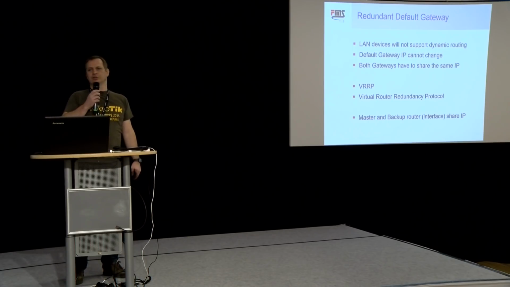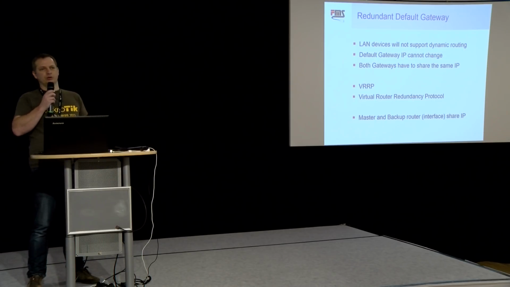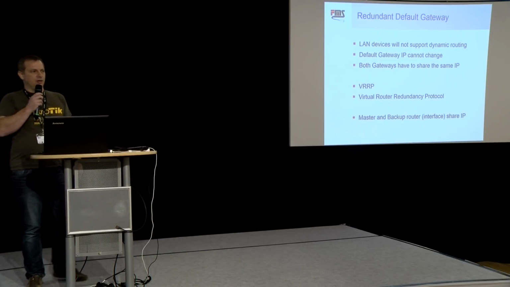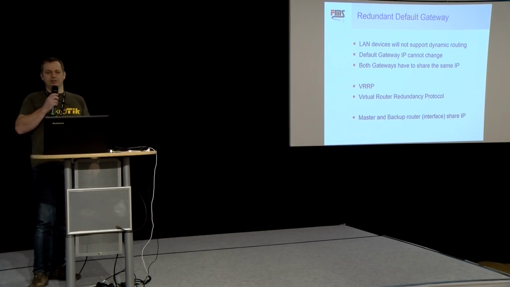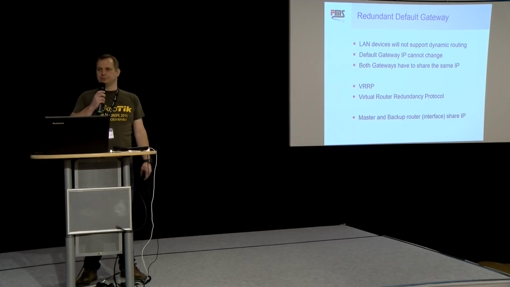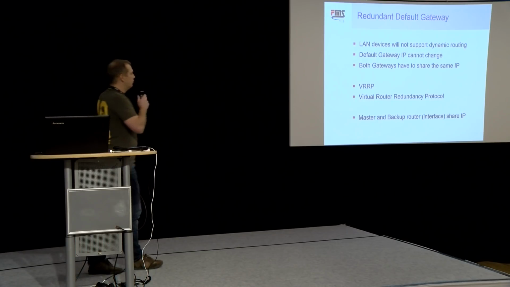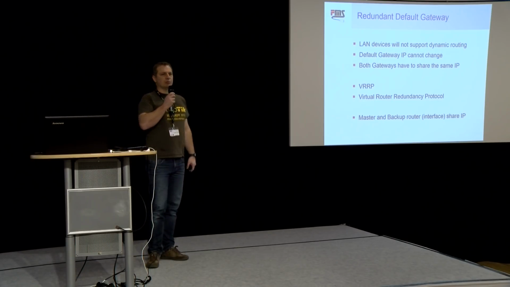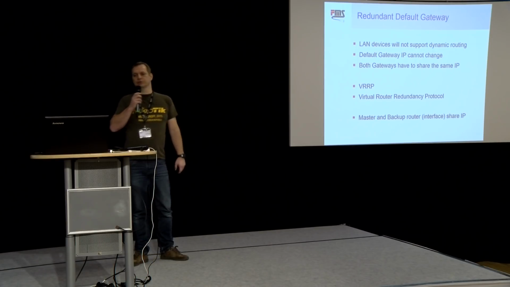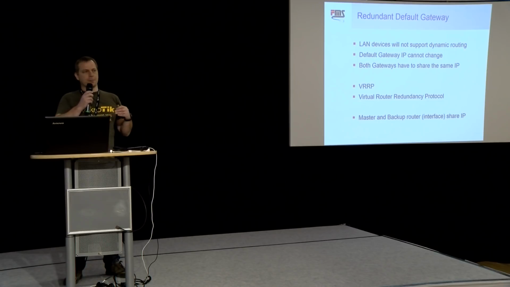For the default gateway, our LAN devices will typically not support any dynamic routing protocol, so we can't use OSPF or something like that to distribute the gateway's address. That means the default gateway IP cannot be changed, and both gateways will have to share the same IP address. This is typically not a good idea in the same network. But there's a special protocol called VRRP, the Virtual Router Redundancy Protocol, which will help you with exactly this situation.